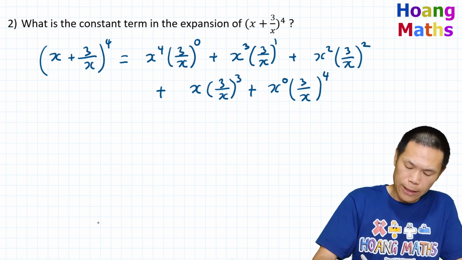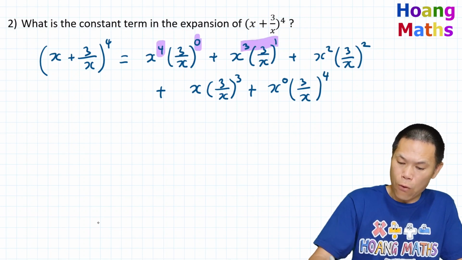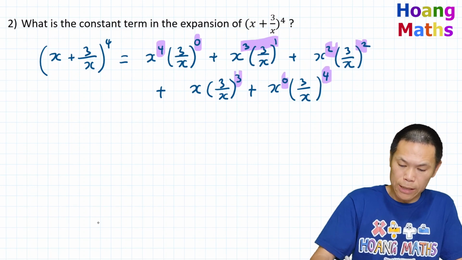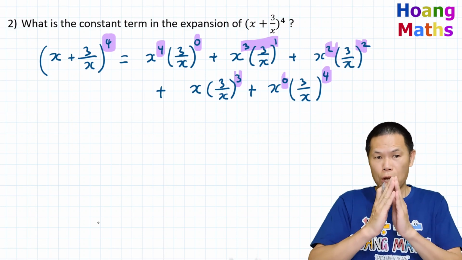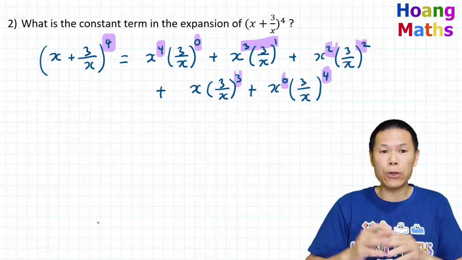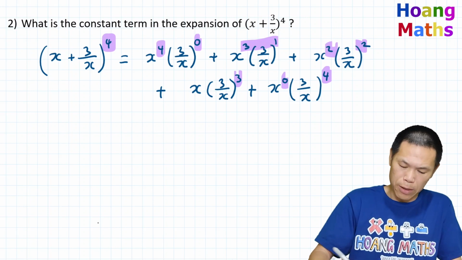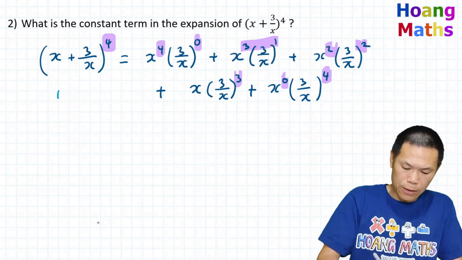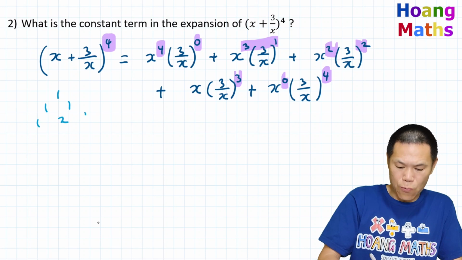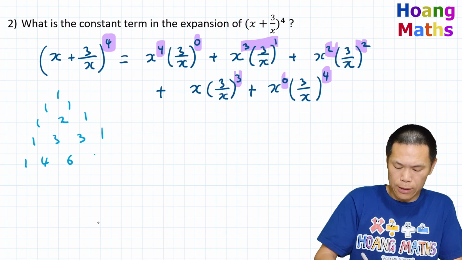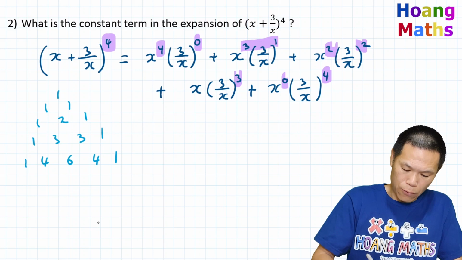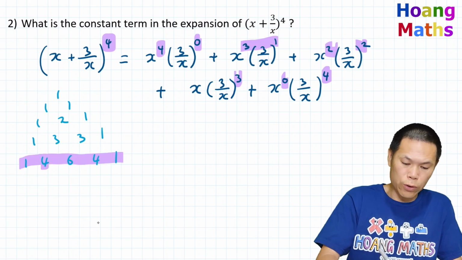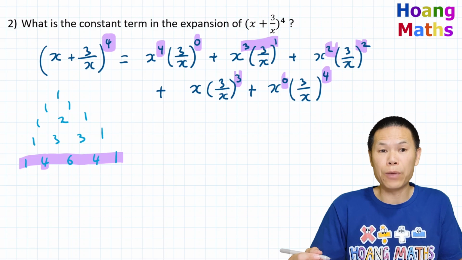And don't forget, the index add up must give me 4, okay? Because the bracket is power 4, this 4 here. So now what I do, I'm just gonna write out the Pascal triangle and fill up the coefficients, okay? Remember that. So now we have 1, 1, 1, 1, 2, 1, 1, 3, 3, 1, 1, 4, 6, 4, 1. Now, we use the last row because it's power 4, so therefore we use this 4 here. So therefore this is the row we're using. So we just fill up the coefficients.